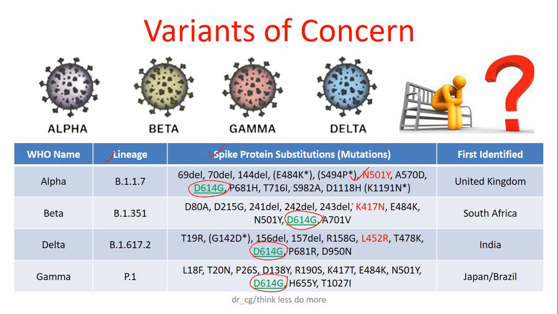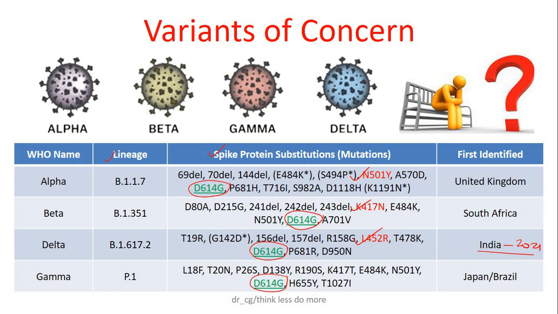Here you can note the Beta variant having the specific mutation K417N, which makes it stronger against the monoclonal antibody treatment. And in the Delta variant, the specific mutation L453R is present, which makes it very easily transmissible. And the Delta variant is the one which created the second wave of the disease in India in April and May 2021. And we all know how fast it spread.